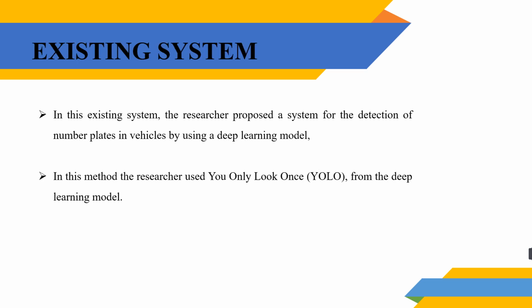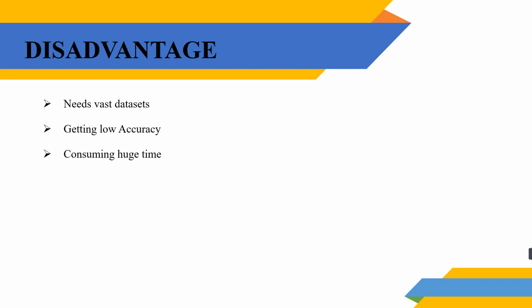In the existing system, the researchers proposed a method to detect the number plates of the vehicle by using a deep learning model. In this method, they use the YOLO method, whose full form is You Only Look Once. The YOLO algorithm is used to detect the number plates of the vehicles. But by using this method, we are getting only low accuracy, consuming huge time for detection, and it needs a very large amount of data sets.